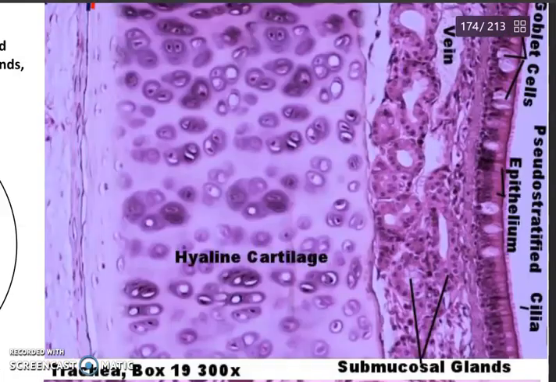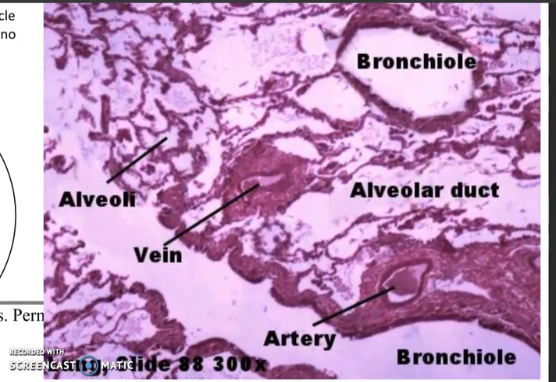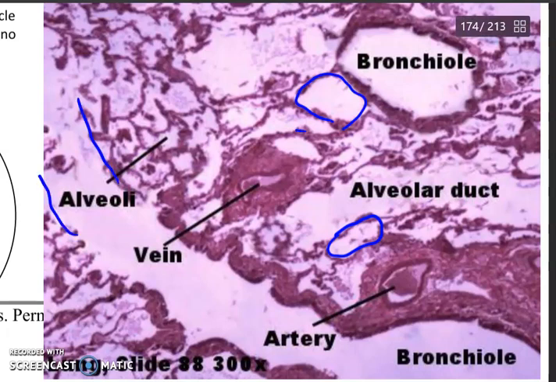Our next slide is the lungs. And in the lungs, we are going to have lots of tubes. And we're going to have bubbles. This would be an alveoli. Alveoli are circular sacs at the end. This would be an alveolar duct. The alveolar duct is a tube, but here's another one.